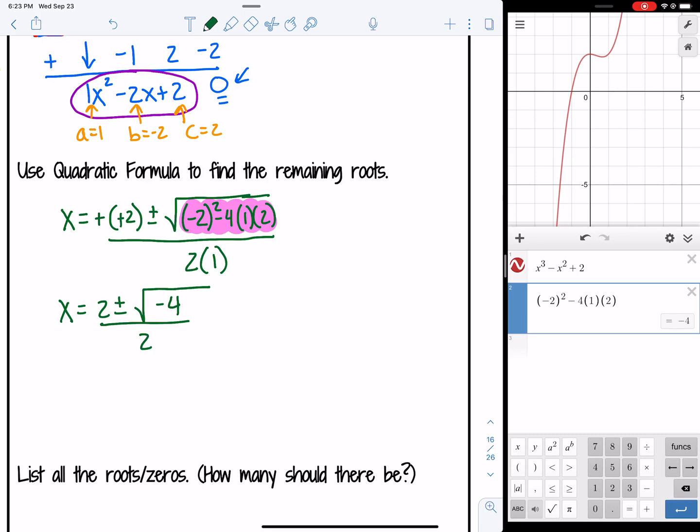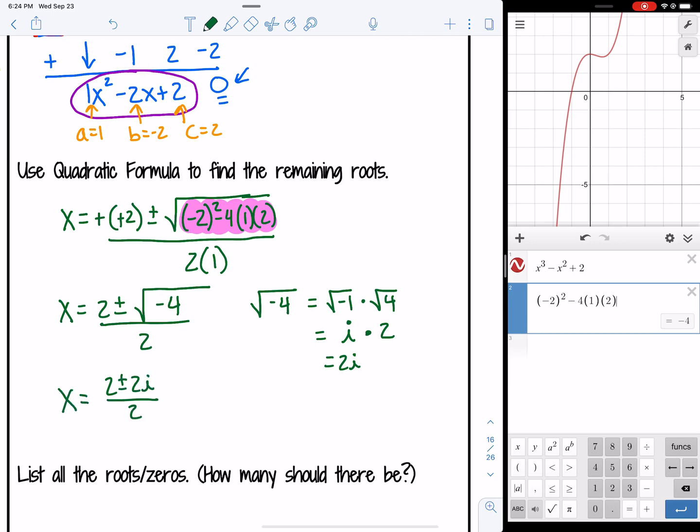Now -4, we've got to simplify. So the square root of -4, we say is equal to the square root of -1 times the square root of 4. And in math, the square root of -1 is imaginary because it really doesn't exist. So we put a little i that's equivalent to the square root of -1. And then the square root of 4 is 2. And so what happens is the square root of -4 is just simply 2i.